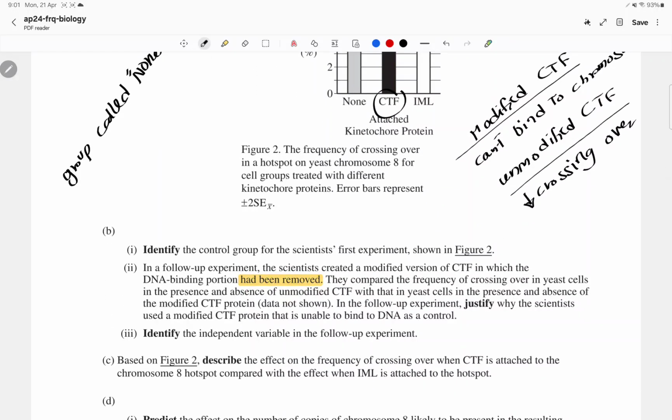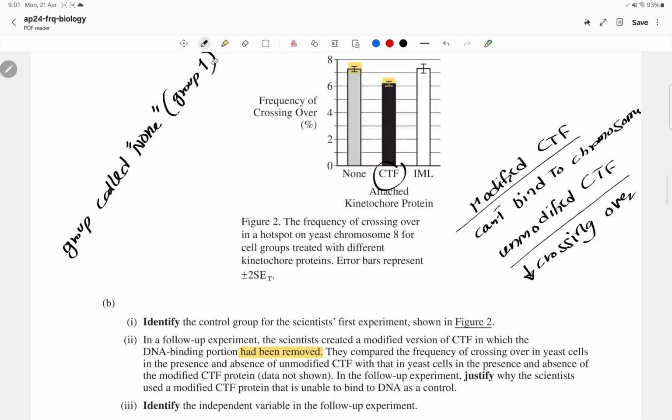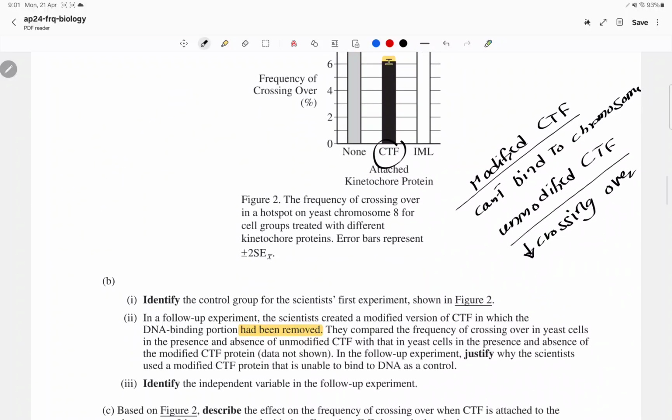All right, in the follow-up experiment, justify why the scientists used the modified CTF that is unable to bind to the DNA as a control. Okay. Well, the best way to know the function of something is to remove that something. So right now the scientists are trying to find out if the CTF binding ability to the DNA does affect any crossover frequency. Okay. So by removing it, they can tell.